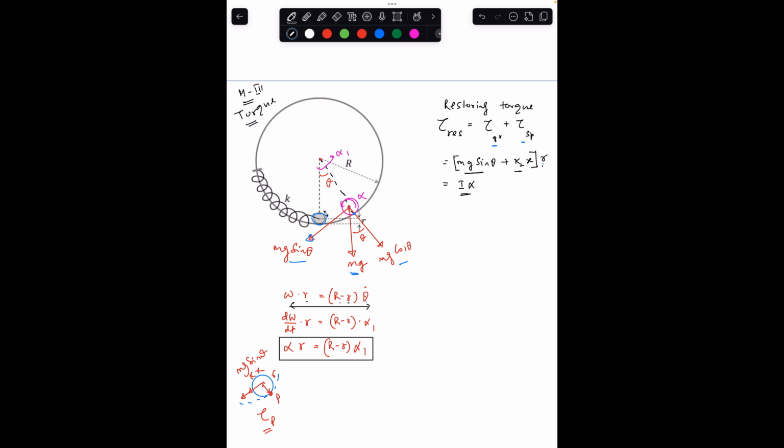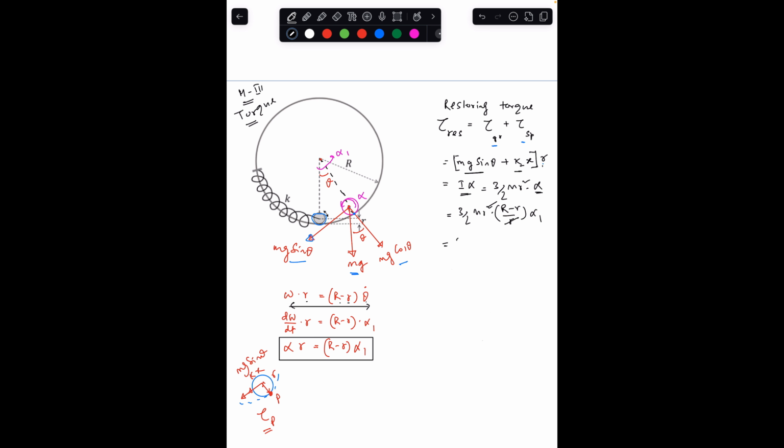Now this is equal to I into alpha. I is equal to how much? 3 by 2 mr square into alpha. I have already explained to you how the torque is acting about the point of contact. So now let us substitute the value of alpha that we already got. mr square, how much is alpha over here? Alpha is equal to (R minus r) by small r into alpha 1.